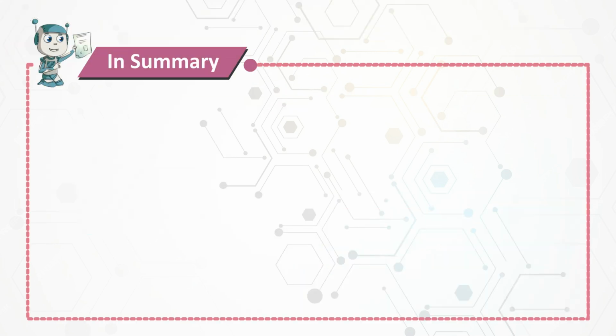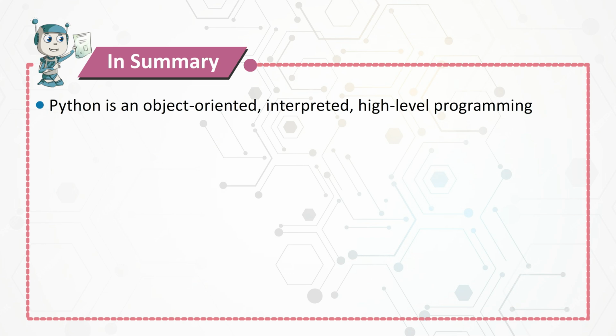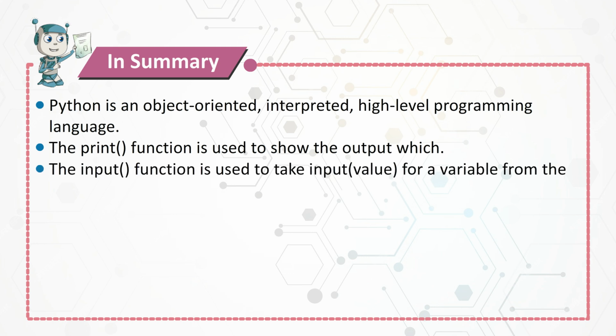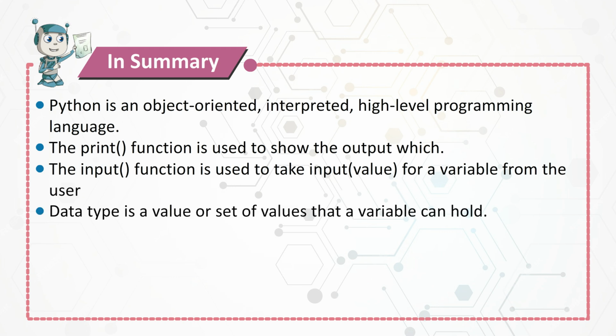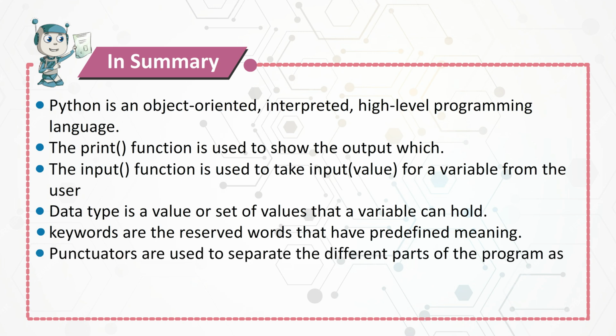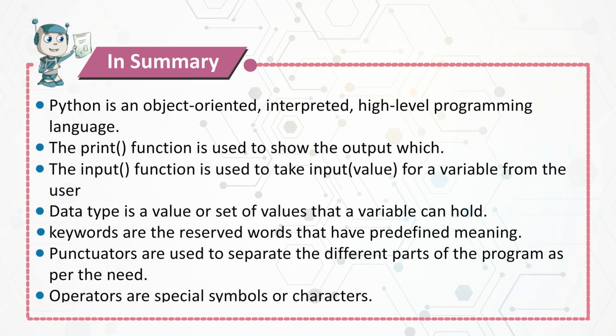In summary, Python is an object-oriented, interpreted, high-level programming language. The print function is used to show the output while the input function is used to take input value for a variable from the user. Data type is a value or set of values that a variable can hold. Keywords are the reserved words that have predefined meaning. Punctuators are used to separate the different parts of the program as per the need. Operators are special symbols or characters.